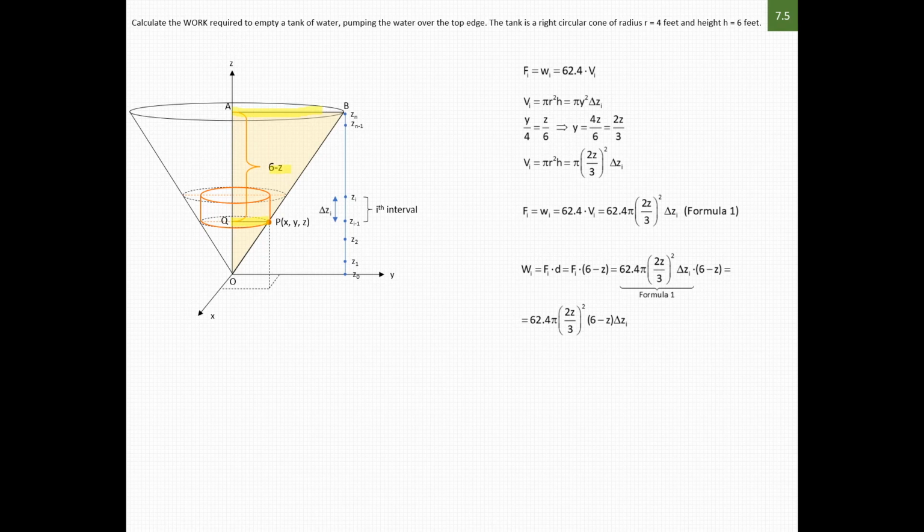The work done to evacuate the ith slice of water equals force, which is the weight of that slice, times the distance. Once again, the work done to evacuate the ith slice of water equals the weight, which is expressed by formula 1, times distance traveled, which is 6 minus z.